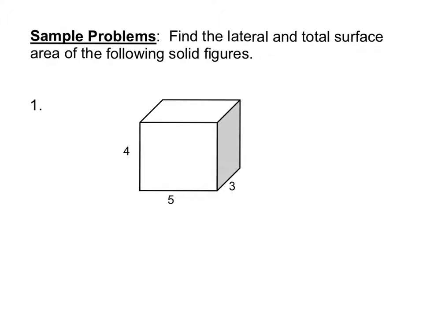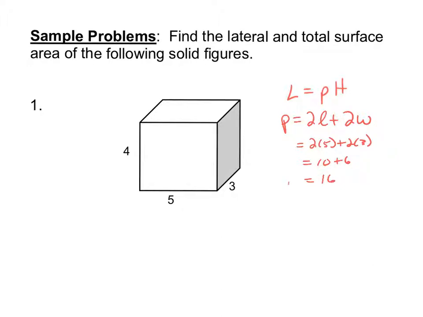Well, the lateral surface area is going to be the perimeter of the base times the height. So the perimeter of the base is 2 lengths plus 2 widths. Or you could just add up 5 plus 3 plus 5 plus 3. So in this case, I've got 2 5s plus 2 3s, which is 10 plus 6. So the perimeter is 16. So in order to continue with my problem, I've got the perimeter, which is 16, times the height, which is 4. And so altogether, I have got 64 for the lateral surface area.